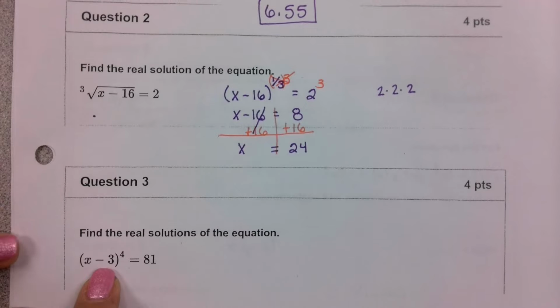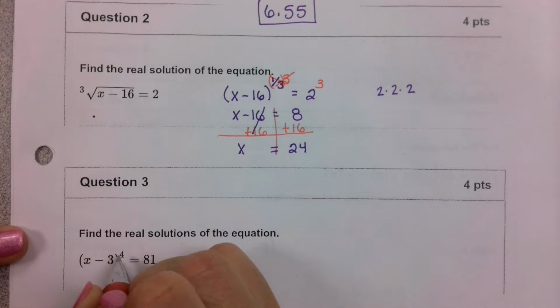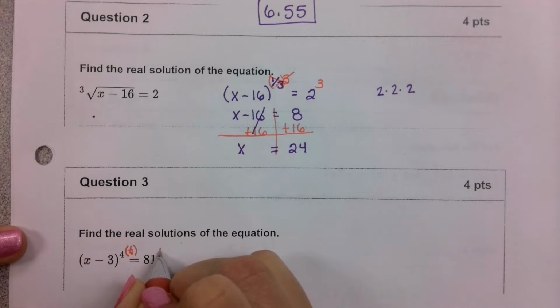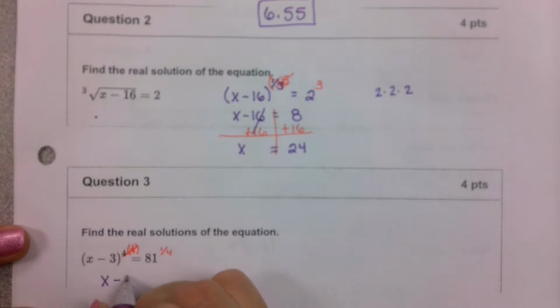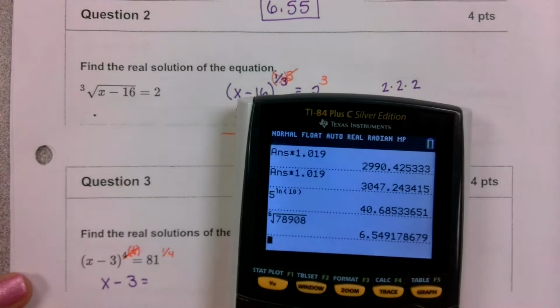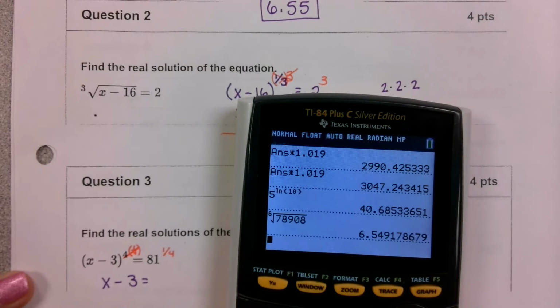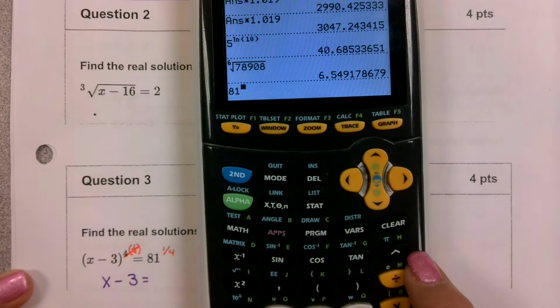On number 3, same thing. Here, if we want to undo that power, we're going to multiply by the reciprocal. And the reciprocal of 4 is 1/4 to both sides. Those 2 cancel, leaving me with x minus 3 equals 81 raised to, and I use that little caret right there, raised to the 1 divided by 4.